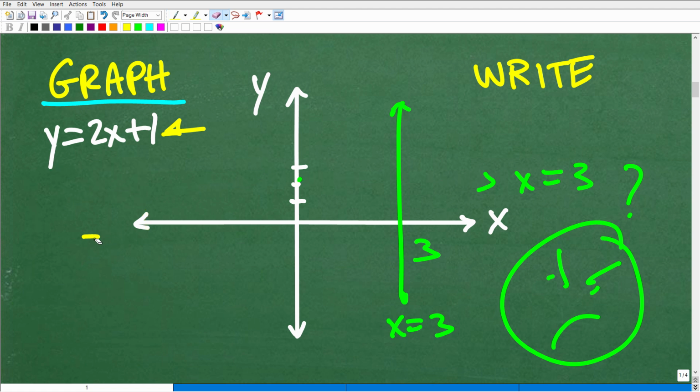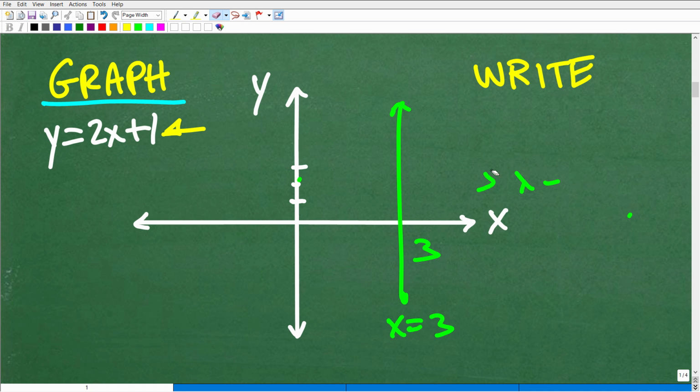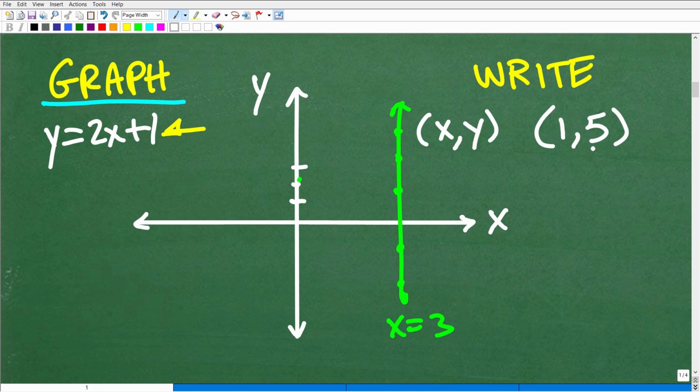Let's quickly review this right now. x = 3 is a vertical line. Any point on that line, or anywhere on the xy plane, is an xy coordinate, an xy ordered pair. So if I said plot the point (1, 5), you would go 1 on x and up 1, 2, 3, 4, 5, and that would be the coordinate (1, 5), the ordered pair (1, 5).